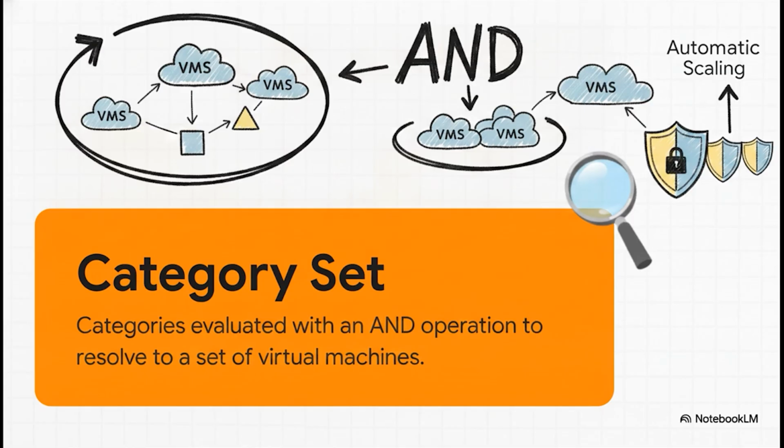Why is this a game changer? Because security policies in Flow are applied logically to these categories, not to the individual VMs themselves. This means your security scales automatically. Seriously, it doesn't matter if you spin up 2 VMs or 2,000 VMs in a given category. That traffic is secured without any extra administrative intervention.